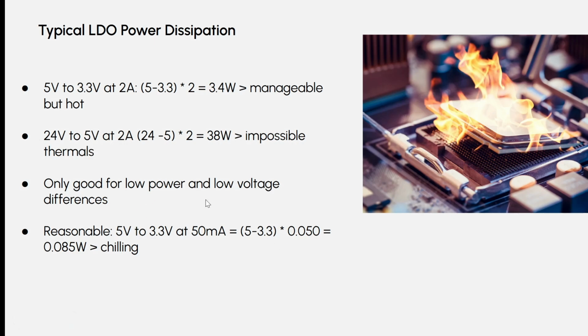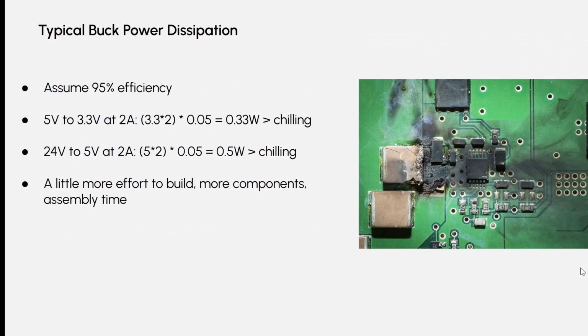But if you do have a low power, low voltage difference, for example, 5 volts to 3.3 volts at 50 milliamps, this is realistic for a small sensor, a small microcontroller, or some RF application. You are only dissipating less than 0.1 of a watt, and so it's pretty reasonable. You just got to make sure to pick the right application for that.